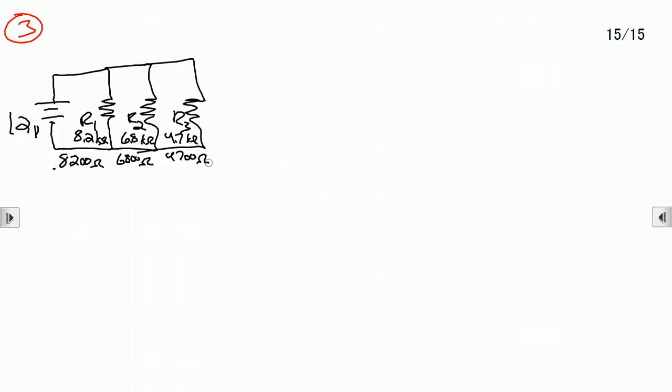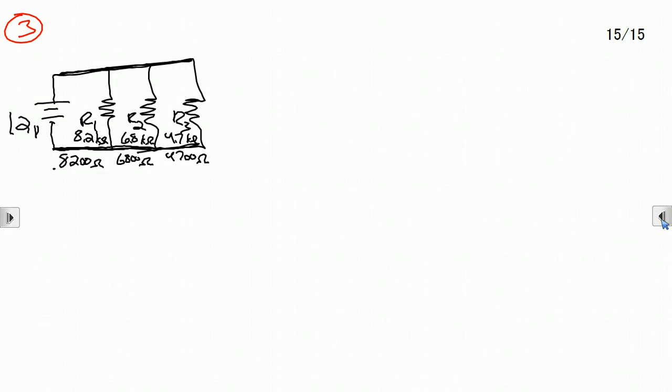So again, I'm solving for total resistance, total current, and then the current in each branch. Now we know the voltage across each branch because this is in parallel. Basically, this whole side here is connected to the same piece. This whole side might as well all be connected to the battery. So it's all at the same voltage across each one of these.